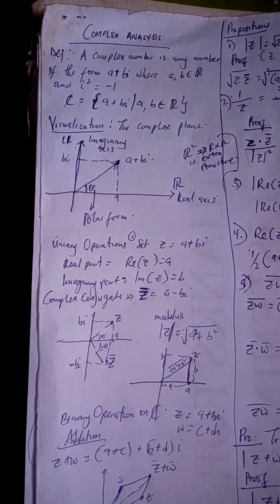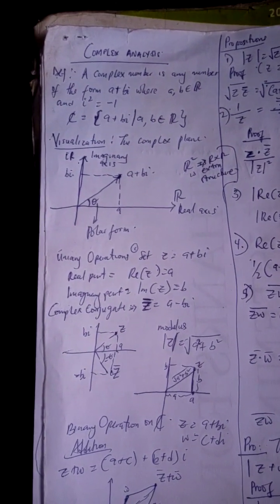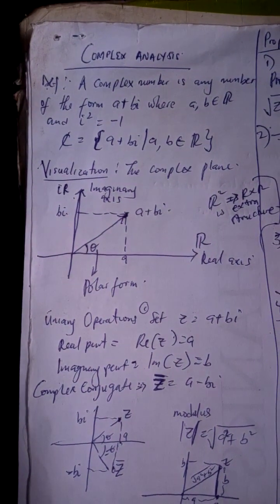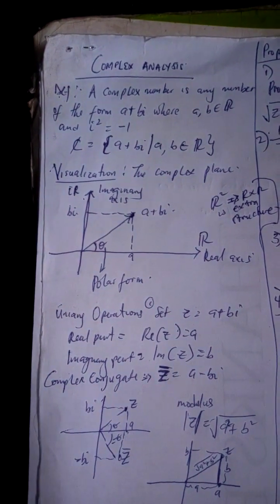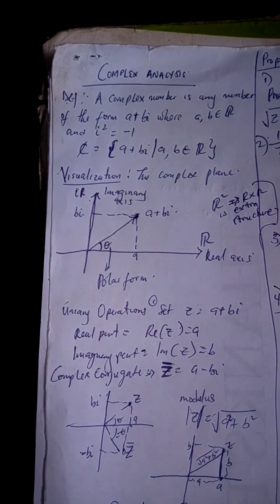Now, you know that i squared is obviously minus 1. So now you have this set in that form, a plus bi, such that a, b belong to R. So that's the set of complex numbers. You have a real part, you have an imaginary part.